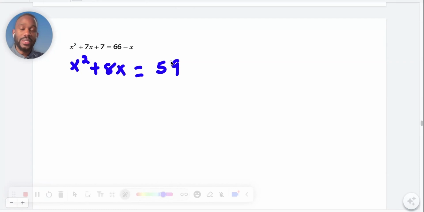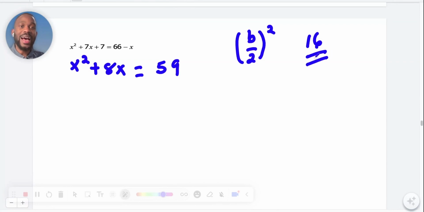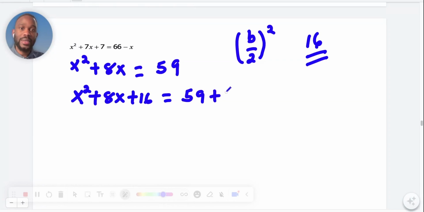Okay, so that's good enough. So at this point, you've separated the x's, right? Get b, divide by 2, and square it. Very important. So b is 8. 8 divided by 2 is 4. 4 squared is 16. Okay. After getting that, add it to both sides of the equation. If you add 16 to both sides of the equation, you're going to have x squared plus 8x plus 16 is equal to 59 plus 16.